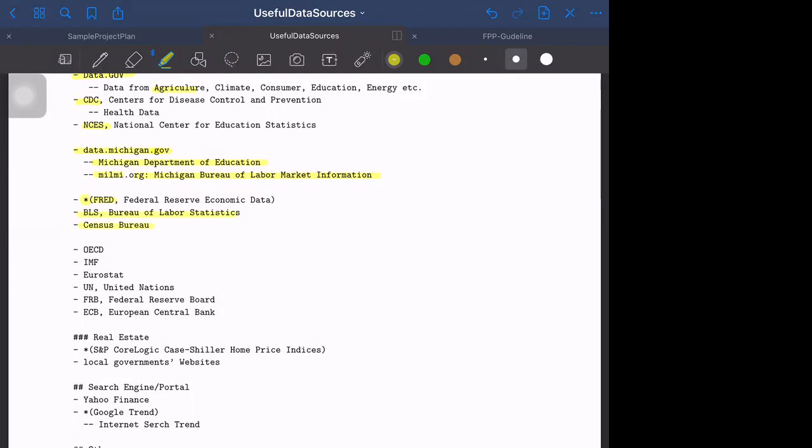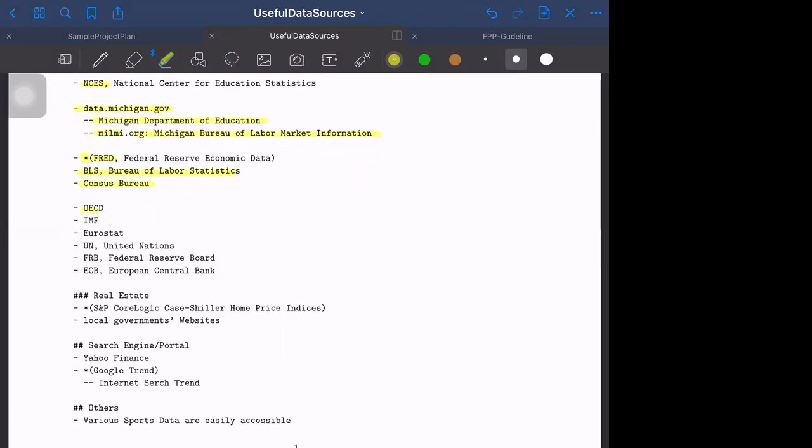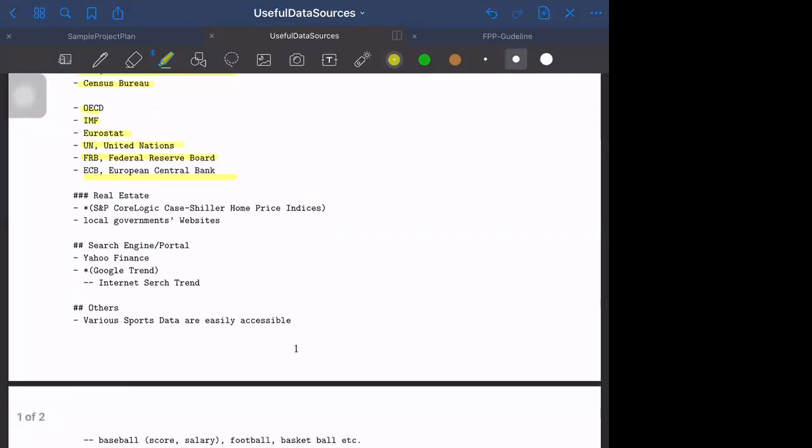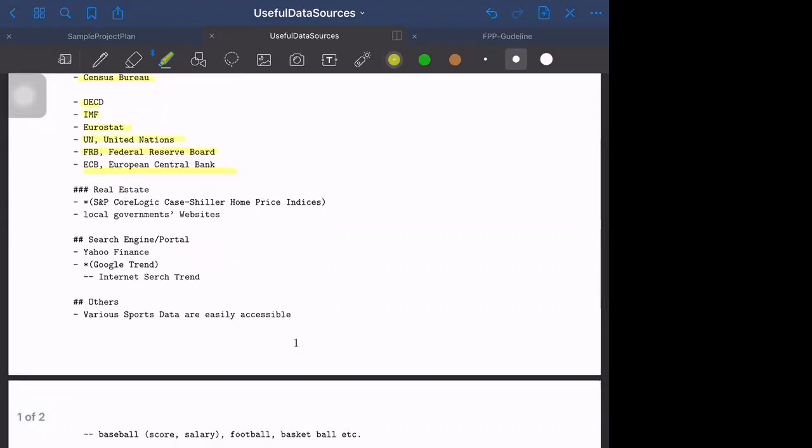And international organizations, OECD, IMF, Eurostat, United Nations, for example, disease data nationwide, Federal Reserve Board, European Central Bank, and so on. And real estate data. Some index of real estate is obtained from the S&P CoreLogic Case-Shiller Home Price Index page.